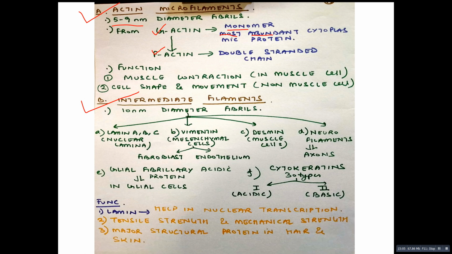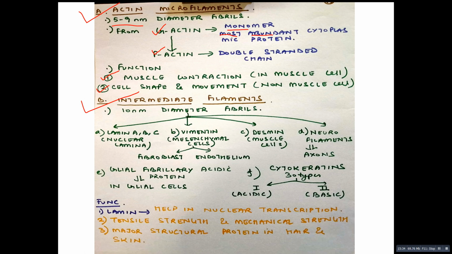Now what is the main function of actin microfilament? The main function is muscle contraction. Usually they are present in abundance in muscle cells, and they help in muscle contraction. The other important function is that in non-muscle cells, they help to maintain the cell shape, and they help in cell movement.